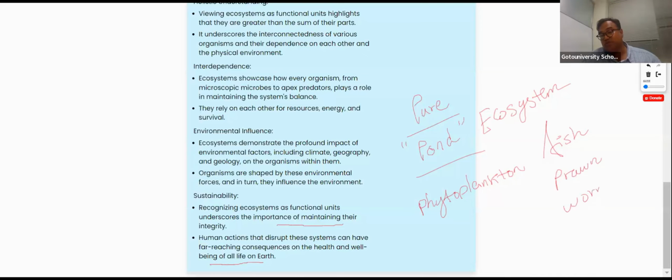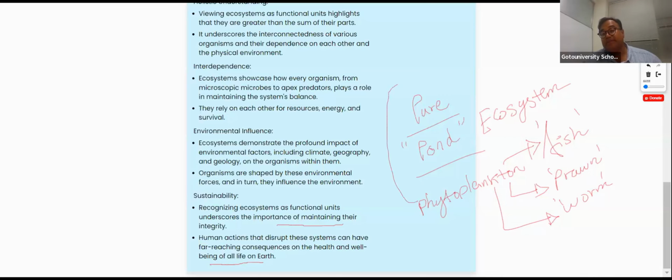So fish, prawns, worms, all these take the phytoplankton in a huge concentration. So what happens exactly? Multiple species are taking one food, phytoplankton, which is a quite good example for the pond ecosystem. From this information, what we are understanding is that the pond ecosystem is cleaning the environment.